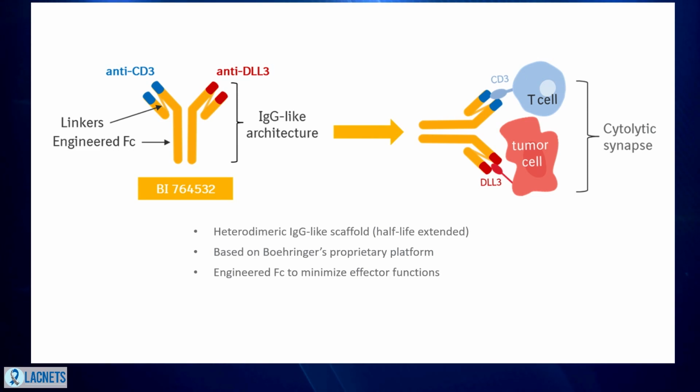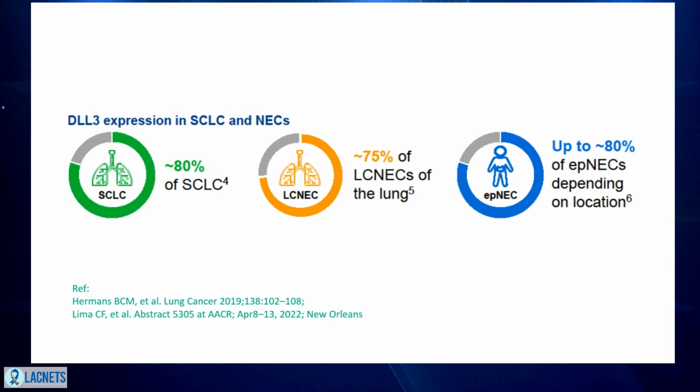So it's an immunotherapy drug which is really engaging your own immune system to fight against the cancer. It's just bringing them closer to the cancer cells. So that's the rationale behind it. And how commonly is this DLL3 expressed in high-grade neuroendocrine cancers?